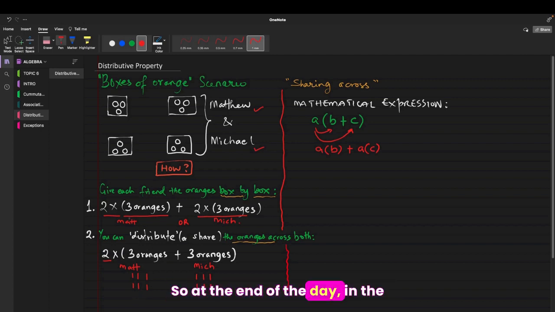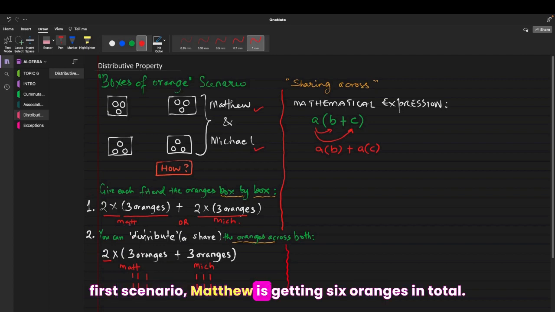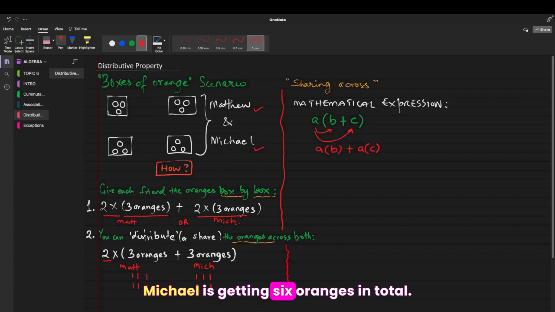So at the end of the day, in the first scenario, Matthew is getting 6 oranges in total. Michael is getting 6 oranges in total. In the second scenario, they get the exact same total number of oranges, which is also 6. I hope that helps you to understand the distributive property.